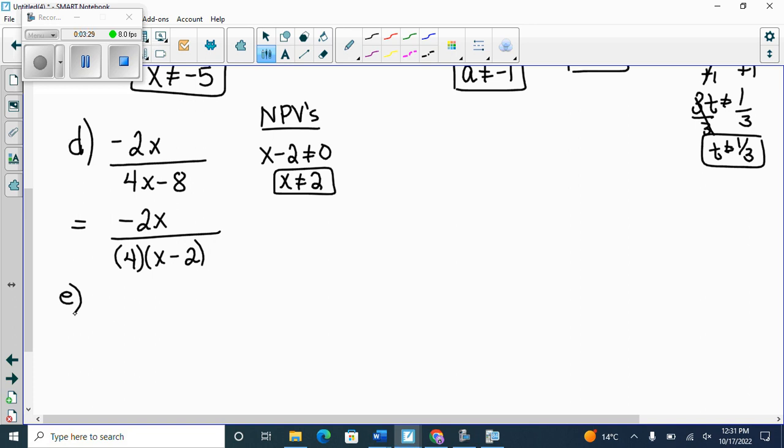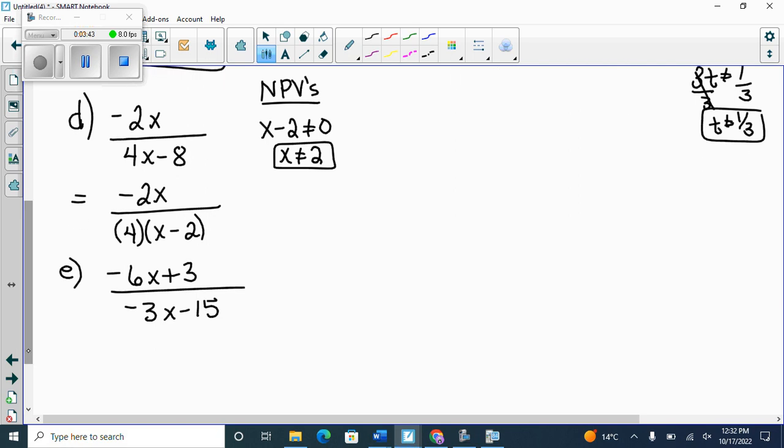I look at E. E has -6x plus 3, and yes, I could take a 3 out of that, but I don't care because it's only NPVs, so I only care about the bottom. I have -3x minus 15. What could I take out of the denominator? A -3. So I just rewrite my numerator because I don't care about it. Take a -3 out, and I'm left with x plus 5. Because -3x divided by -3 is x. -15 divided by -3 is 5.